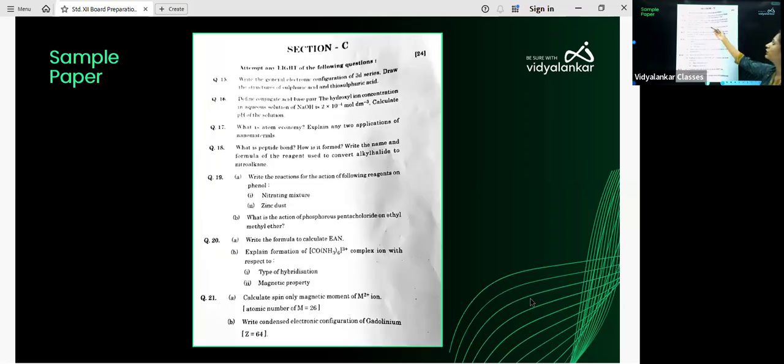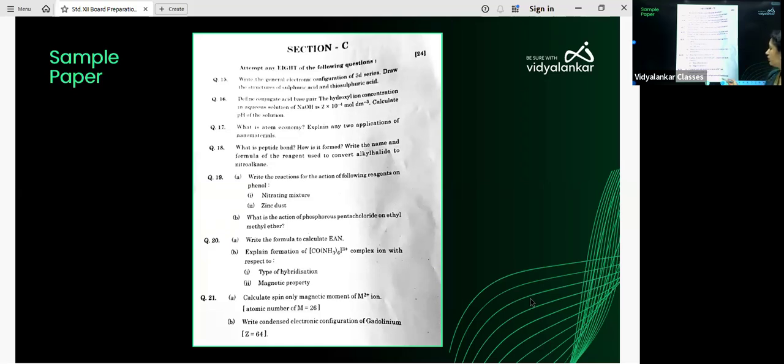This is about section C. Again, from 12, you need to attempt any 8. Okay. So definitions, many definitions are there here. See, the definition of conjugate acid base is asked, atom economy is asked, peptide bond is asked here. Okay. So doing definitions will help you to score at least 5 to 6 marks. EAN question is also there.